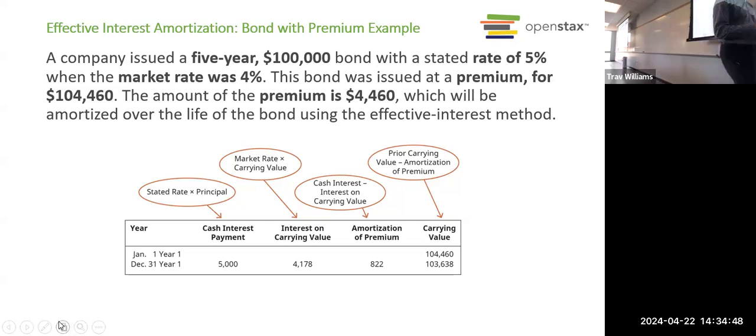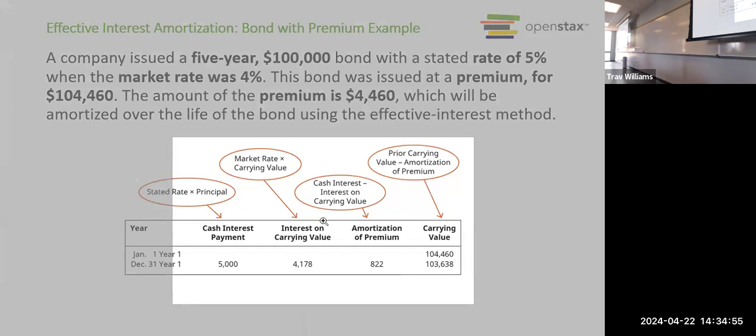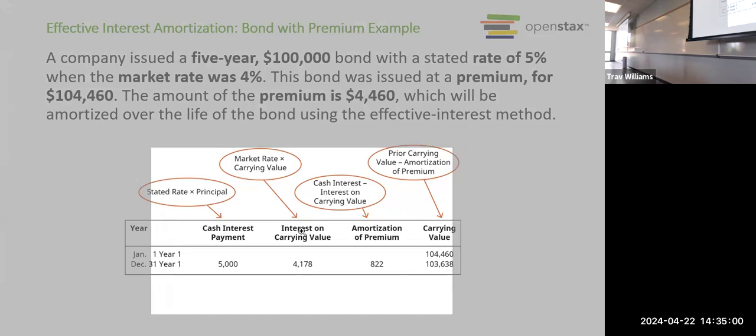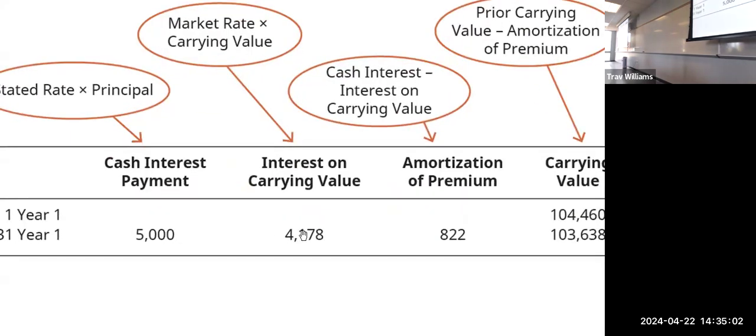Let me zoom in on this one. You can see it more clearly. Okay, so this is how we amortize the bond using the effective interest method. You start with however much money you collected. So that was how much we collected that included the premium that our investors paid, right?